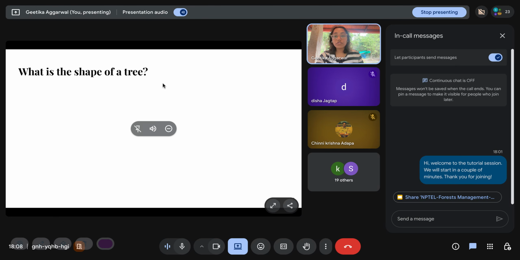And coming to the first very basic question, what is the shape of a tree? So, what comes to your head when you think about the shape of a tree? Like, what does a tree look like to you? Is it conical? Is it cylindrical? Is it some other shape? Is it paraboloid? What do you think? Would anybody like to say something about what they think when they look at a tree? What according to them is the shape of a tree?